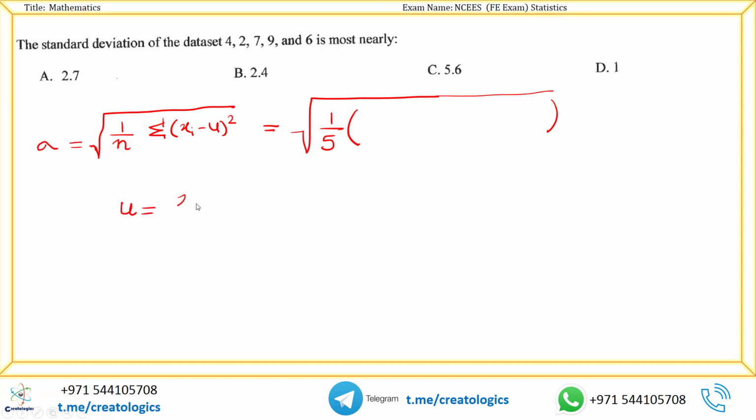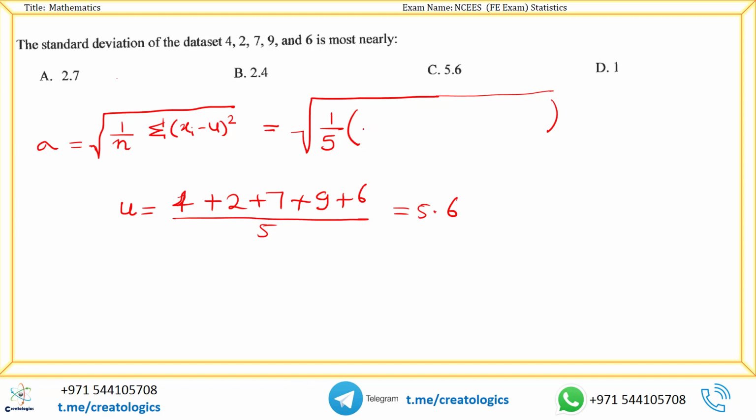Okay, so we get square root of 1 upon 5. Now take the sum of the squares of these values. So for that you need first mu. For that you need the sum of all observations, which is 4 plus 2 plus 7 plus 9 plus 6 divided by 5. That comes out as 5.6. You can use your calculator. So mu is 5.6. Now subtract 5.6 from all the observations, right? And take their squares, add them up, and that will be your answer.